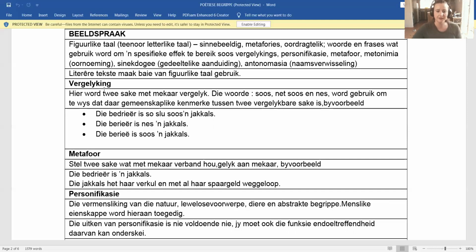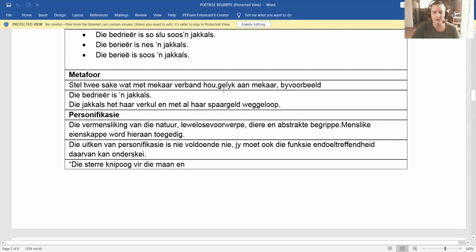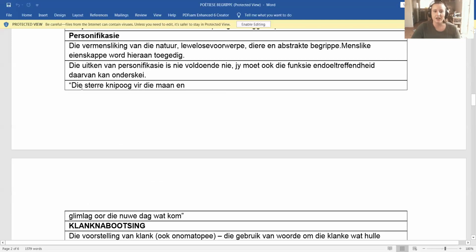Okay, the sun is smiling. Is the sun really smiling? Nee, die son glimlag nie. Maar dit lyk asof dit glimlag. Okay, it looks like it is smiling. Die sterre knip oog vir die maan en glimlag oor die nuwe dag wat kom. Okay, can stars really wink at the moon? No. Can they really smile about the new day that's coming? No. It is personification. It's giving you an image in your head that makes you think about the stars that blink. Knipoog. Okay, knipoog is to wink, by the way.